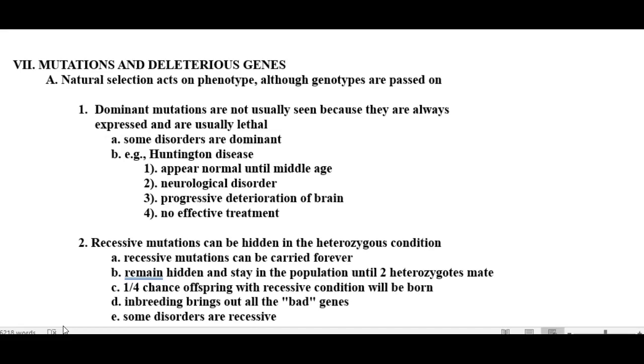We talked about how recessive mutations can be hidden. They can be protected in the heterozygote condition. Therefore, recessive mutations can be carried forever in the population, and they're going to remain hidden until two heterozygotes mate. When they do a heterozygous cross, there's a 25% chance the offspring with the recessive condition will be born. This is one reason why inbreeding is not very good, because it brings out all the bad genes. There's more of a chance that we'll have two of those recessive mutations coming together.